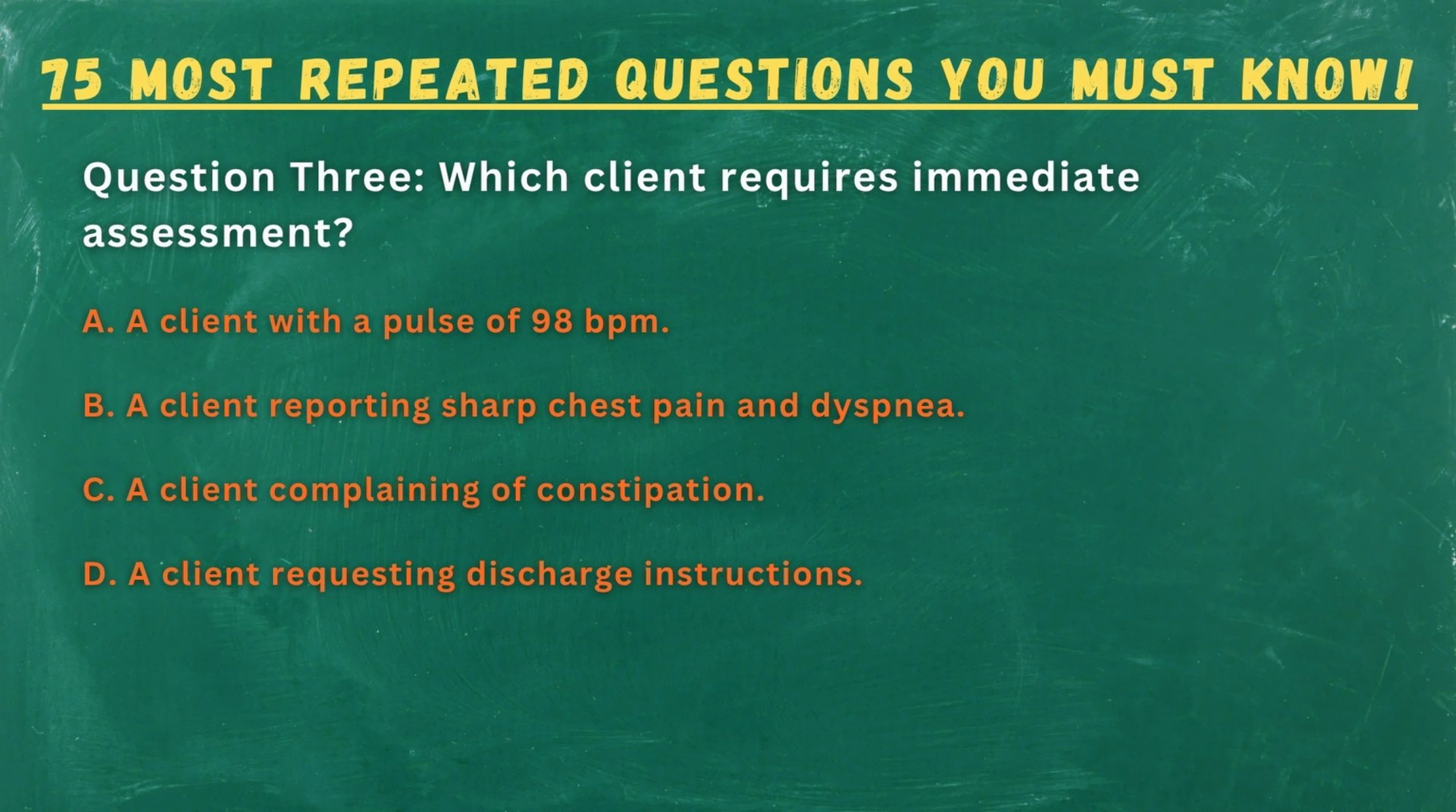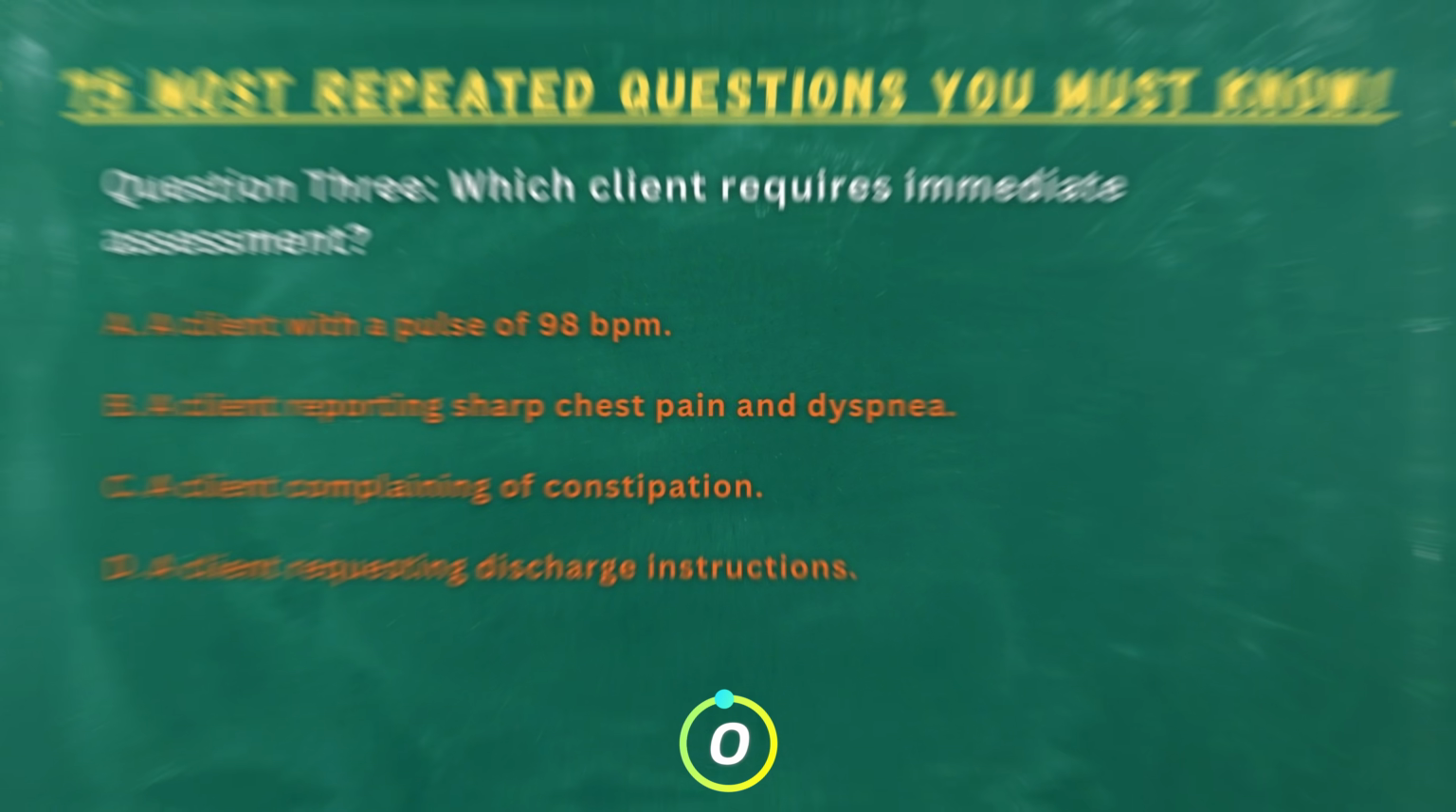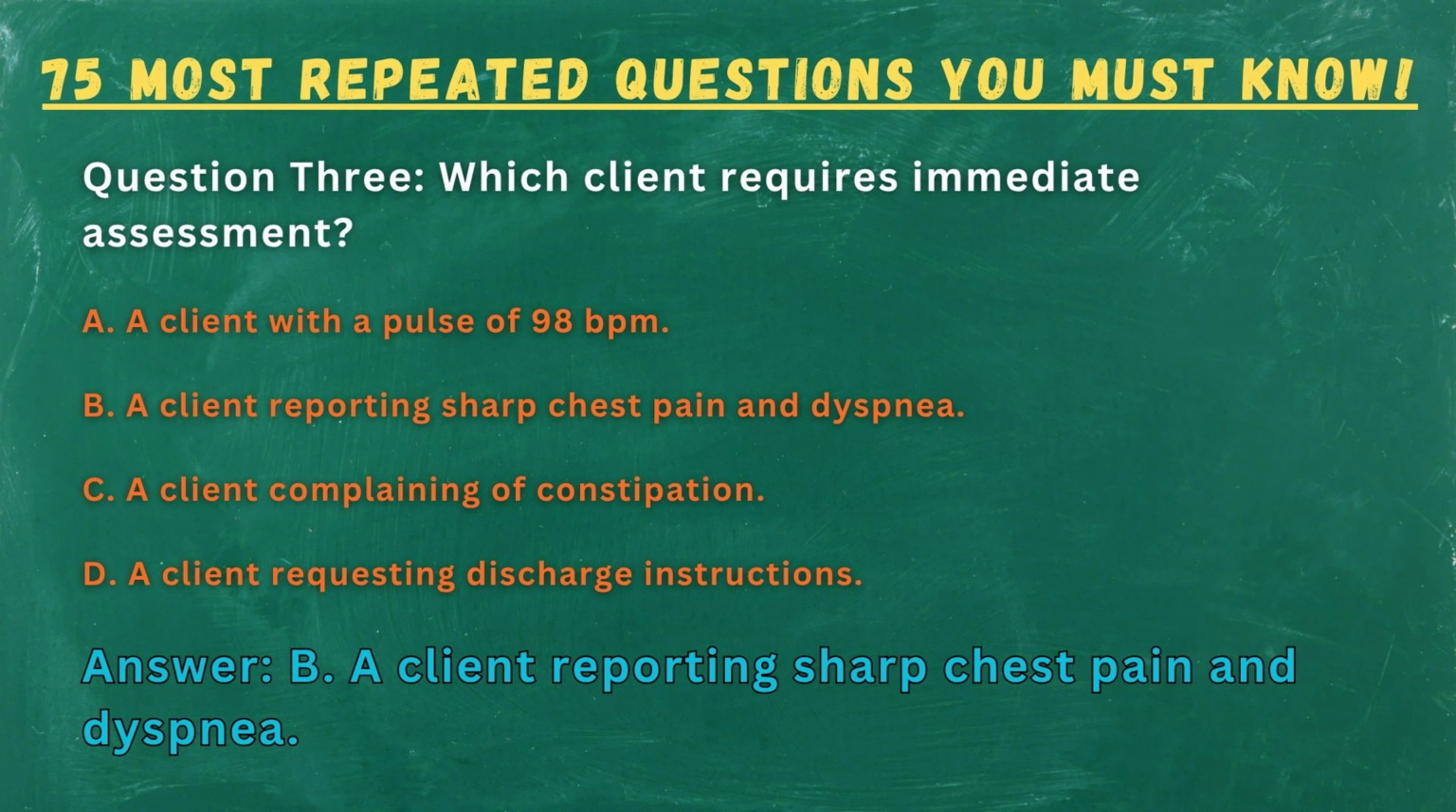Question 3. Which client requires immediate assessment? A. A client with a pulse of 98 BPM. B. A client reporting sharp chest pain and dyspnea. C. A client complaining of constipation. D. A client requesting discharge instructions. Answer. B. A client reporting sharp chest pain and dyspnea.